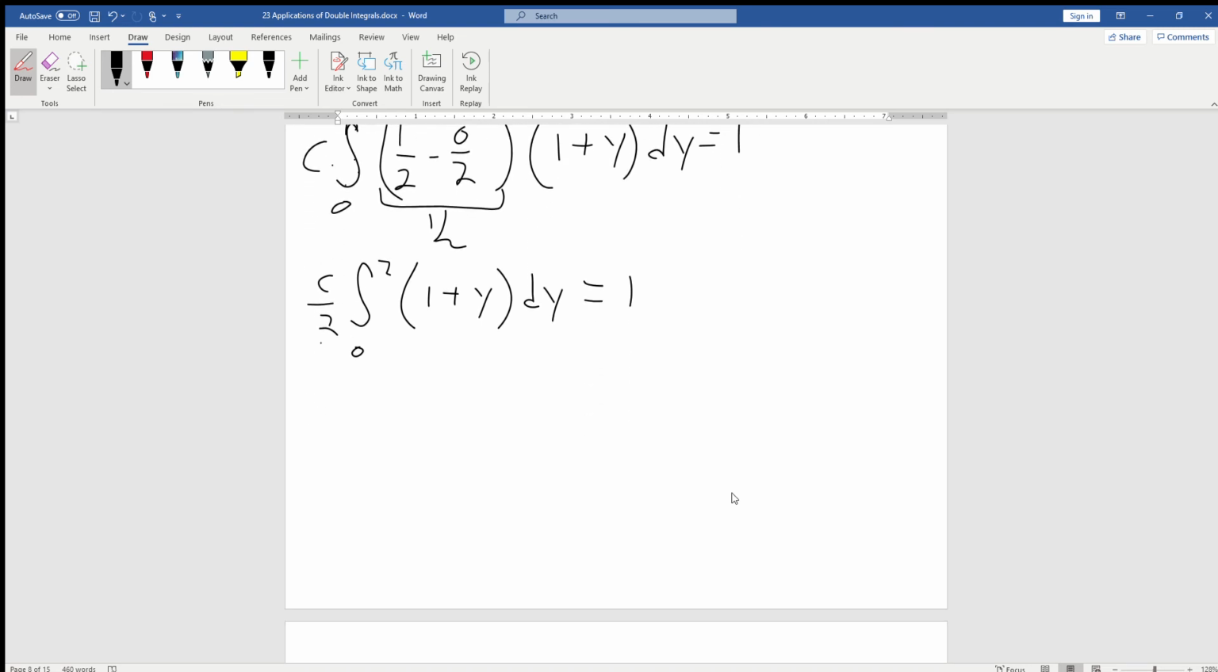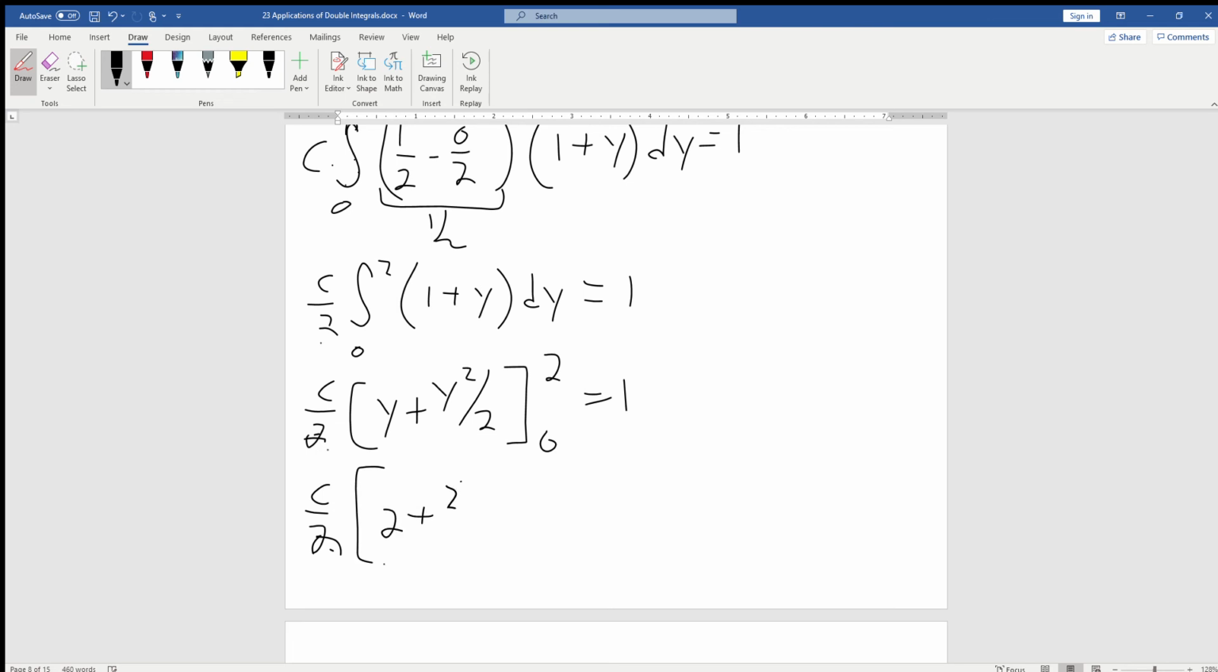We're going to integrate term by term. So that's going to be c over 2. Antiderivative of 1 is y. Antiderivative of y is y squared over 2. That's going to range from 0 to 2, and that's going to be equal to 1. We're going to substitute 2, we're going to substitute 0, so now we have c over 2. When we substitute 2 back in, we get 2 plus 2 squared over 2. When we substitute 0 back in, that just becomes 0, and that equals 1.